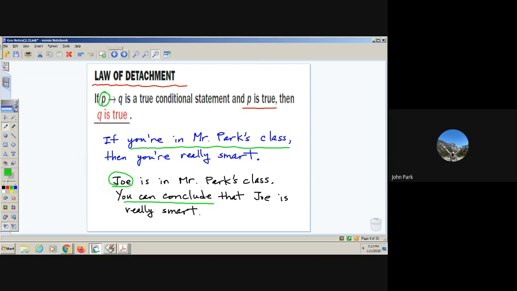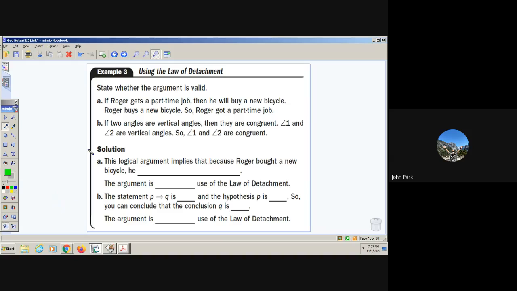So let's see how law of detachment works, with a couple more examples here. If Rogers gets a part-time job, that's the P, then he will buy a new bicycle. So that's the Q, that's the conclusion. That's the hypothesis in the front. But then notice what I'm telling you first. Here, I'm giving you the information that Roger buys a new bicycle. Now, is that information about the hypothesis or the conclusion? Well, that's the conclusion about buying a new bicycle, right? So you can't go backwards and conclude that Roger got a part-time job.